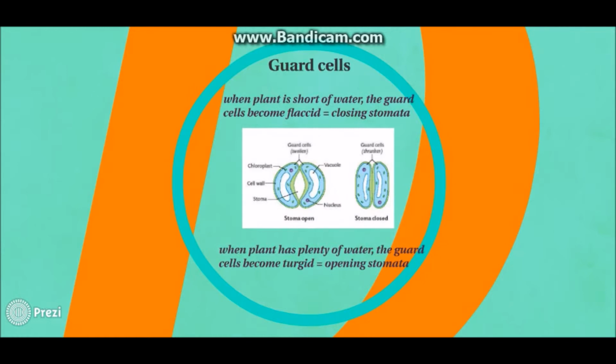In addition, when a plant is short of water, the guard cells become flaccid, which closes the stomata. And when a plant has plenty of water, the guard cells become turgid, so they open, and the stomata are opened. The cell wall on the inner surface is very thick, so it cannot stretch as much as the outer surface. So as the guard cells swell up, they curve away from each other, opening the stomata.